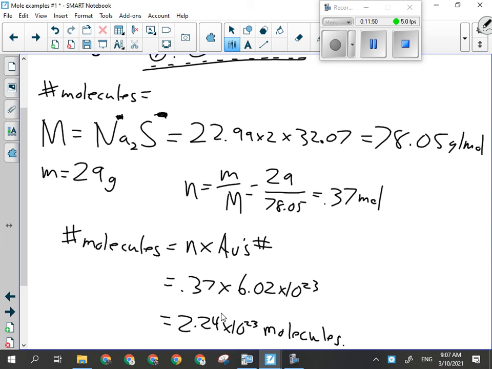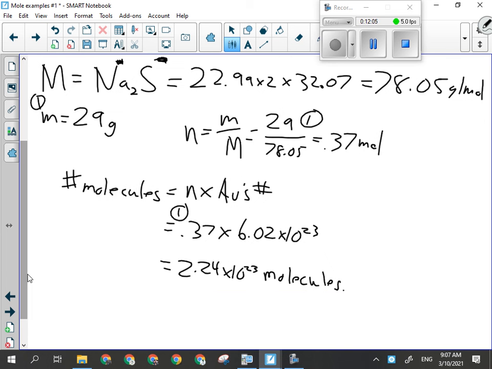Questions on that one? This one would definitely be out of at least 4 marks. So we're looking at a mark for your givens, a mark for calculating the number of moles, a mark for your math on multiplying n by Avogadro's number, and a mark for your answer.